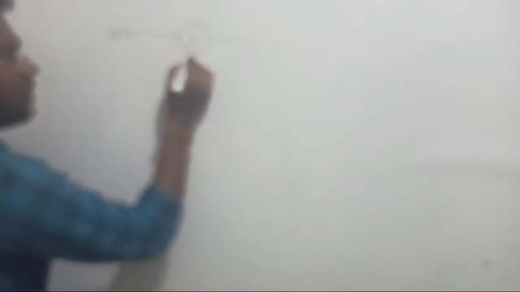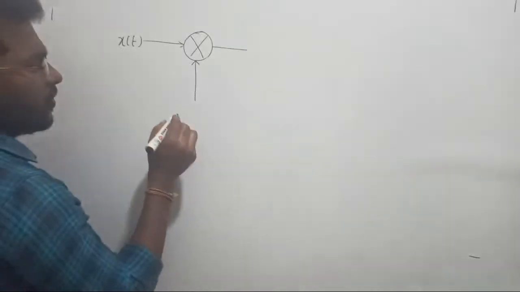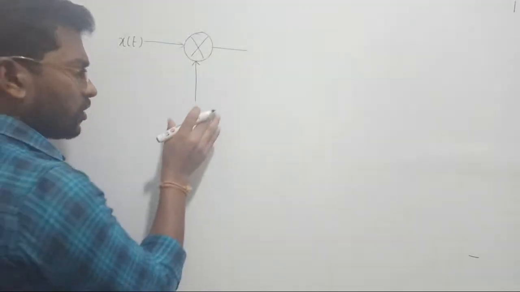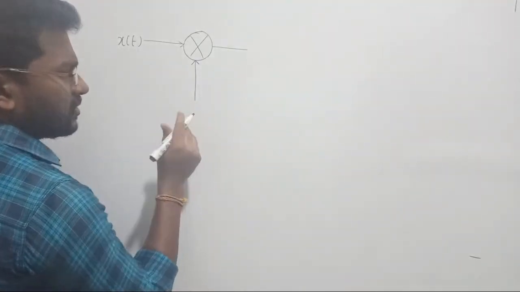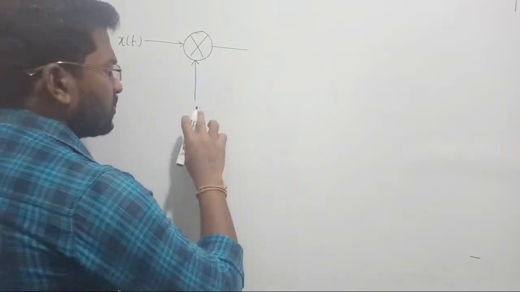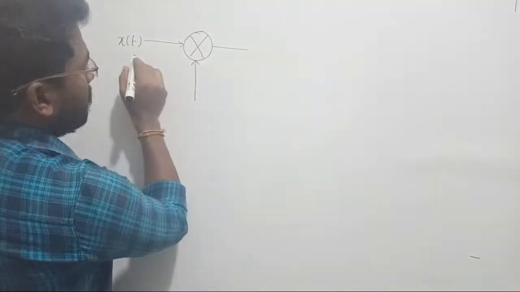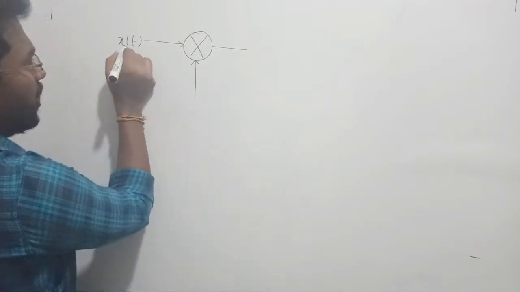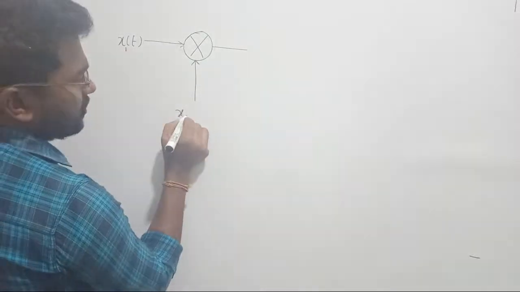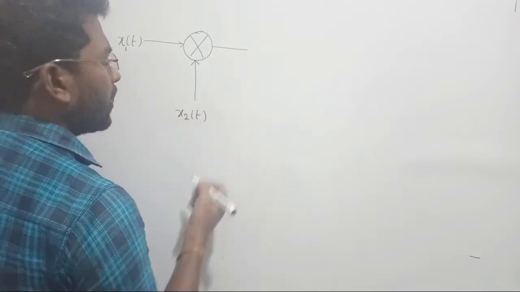Now what will this summer do? With this summer, we are going to inject one more signal, called an impulse signal, or people call it an impulse train. So with this, I am injecting one more signal. Let me call it x1 of t. Let us call it x2 of t. That will be better for us.